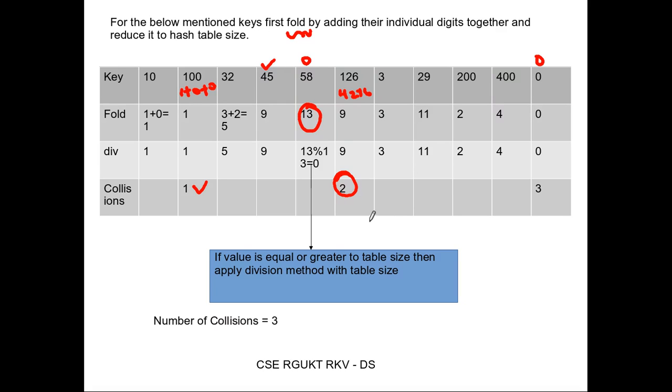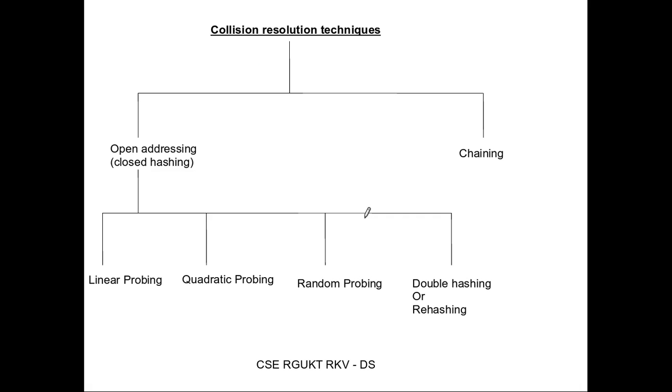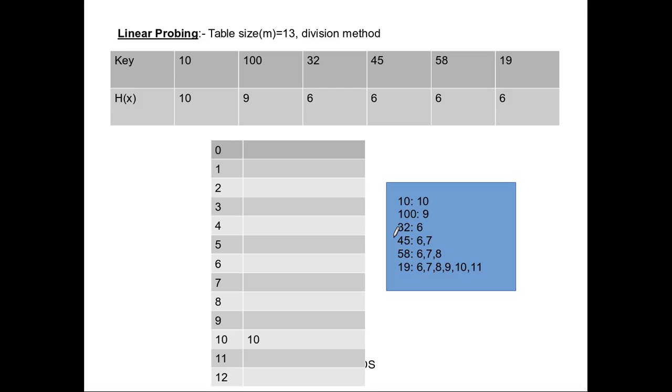So our main aim in hashing is, we know how to store an element and how to search for an element, but we have to reduce the number of collisions, and for that we use different types of hashing methods. Now we'll talk about different collision resolution techniques, that is, when a collision occurs, what has to be done. There are 2 methods which can be followed: one is open addressing, another is chaining. In open addressing we have different methods: linear probing, quadratic probing, random probing, and double hashing.